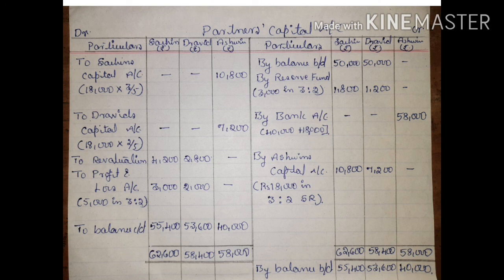So by Ashwin's capital account, new partner, and the amount is distributed to the old partners, Sachin 10,800 and Dravid 7,200, total 18,000, and this total goodwill is distributed in the sacrifice ratio 3:2. The old ratio itself is the sacrifice ratio. You need not calculate the sacrifice ratio once again; you will get the same answer 3:2. That's why old ratio 3:2 is itself the sacrifice ratio. And here, the amount distributed, this credit side means it is amount plus. So for Sachin 10,800 plus and for Dravid 7,200 plus.